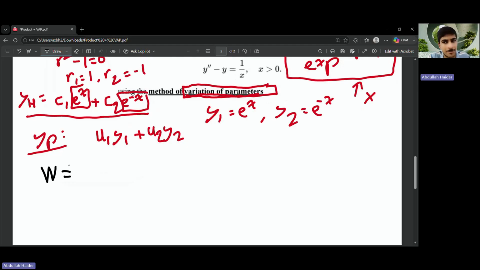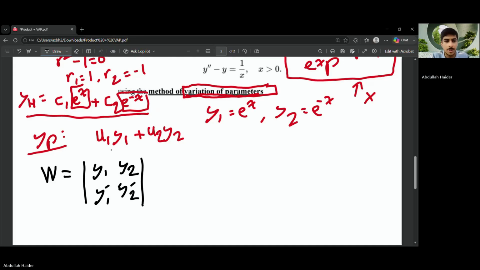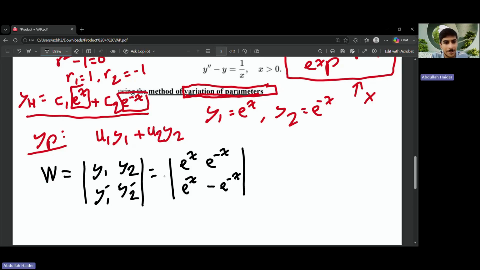And as we did in the very beginning, our Wronskian is y1, y2, y1 prime, y2 prime. So when we do the Wronskian for this, we have e power x here, e power minus x, and the derivative for e power x is e power x. Derivative for this is negative e power negative x. And then you find a determinant. You find a determinant of this.